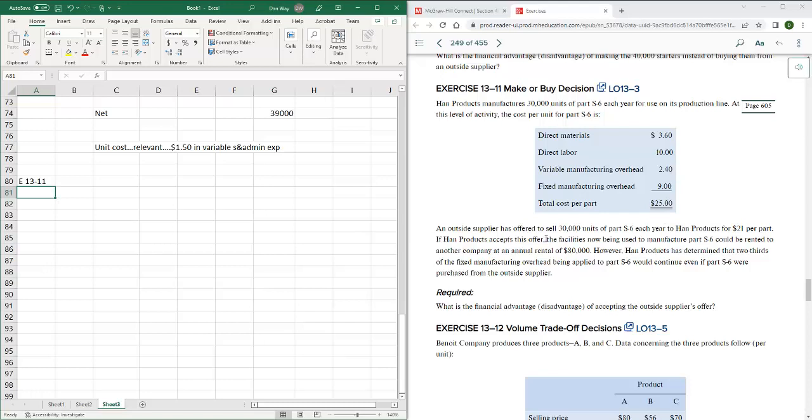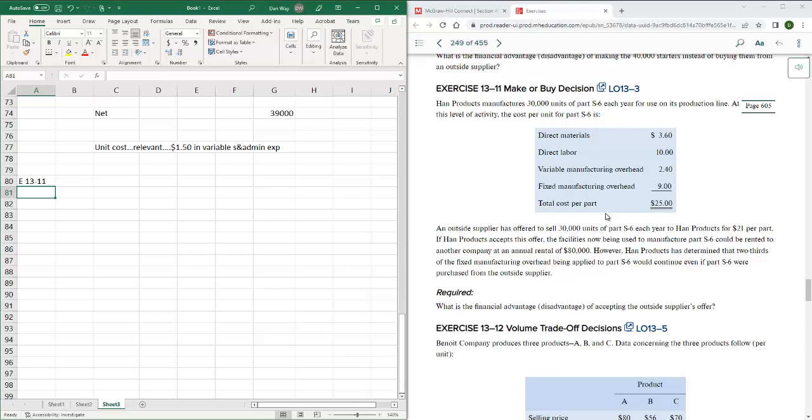An outside supplier has offered to sell 30,000 units of this S6 each year to Han for $21 a part. If Han accepts that offer, the facility now being used to make the S6 could be rented to another company at an annual rental of $80,000. However, Han has determined that 2/3 of the fixed overhead being applied to S6 would continue even if S6 were purchased from the outside supplier.